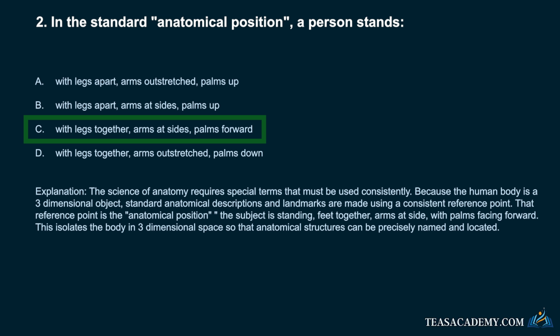The science of anatomy requires special terms that must be used consistently. Because the human body is a three-dimensional object, standard anatomical descriptions and landmarks are made using a consistent reference point. That reference point is the anatomical position. The subject is standing, feet together, arms at side, with palms facing forward. This isolates the body in three-dimensional space so that anatomical structures can be precisely named and located.